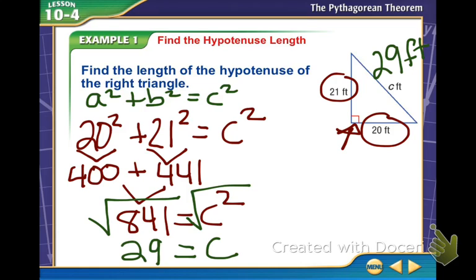So to review, we used the Pythagorean theorem. We substituted in the legs of the triangle for a and b. We didn't know c, so the hypotenuse, by the way, is called the hypotenuse. And that was c, and we left it as c squared.